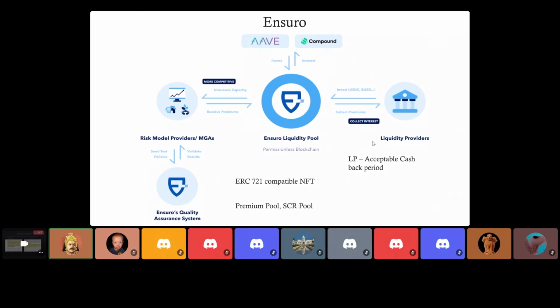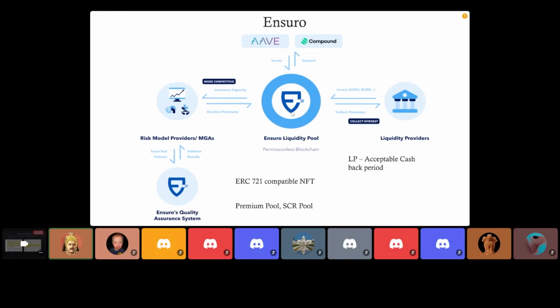If they are accepting a longer lock-in period, they will get more rewards, and if they are accepting a lesser lock-in period, they will get lesser rewards. So that is the core of the liquidity providers. They will provide the liquidity into the Ensuro liquidity pool. And then on the left we have the risk model providers. These are a set of smart contracts, wherein the risk model providers will start pulling in new risk models, and those risk models will be checked for quality assurance by the insurer's quality assurance system.